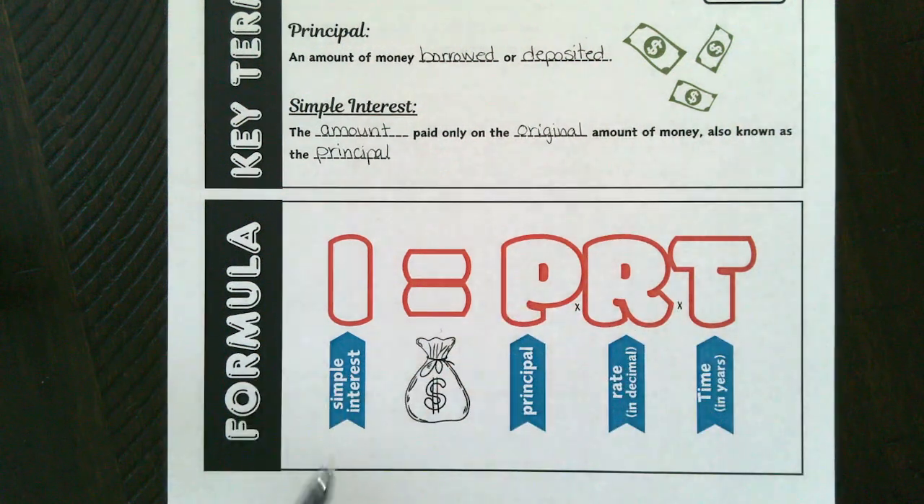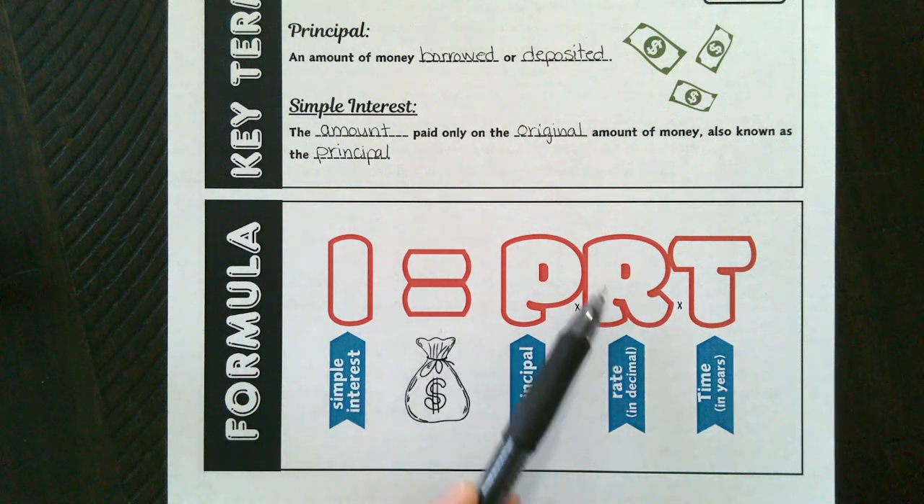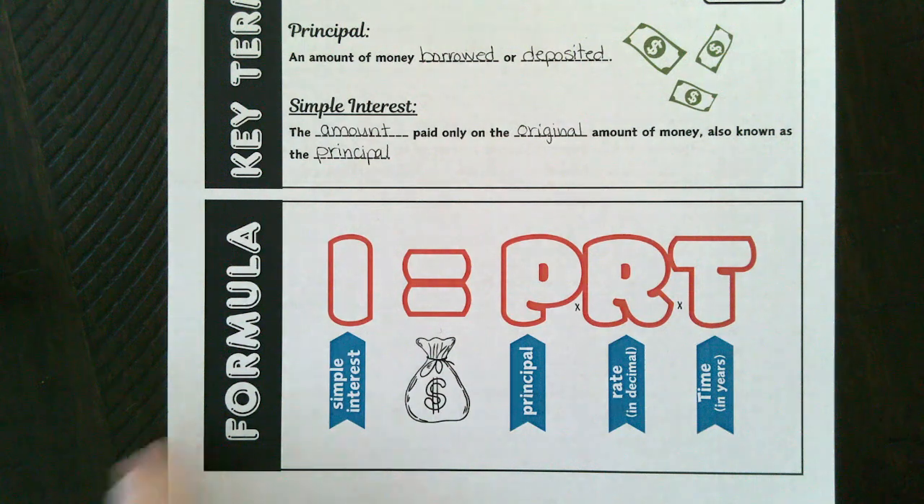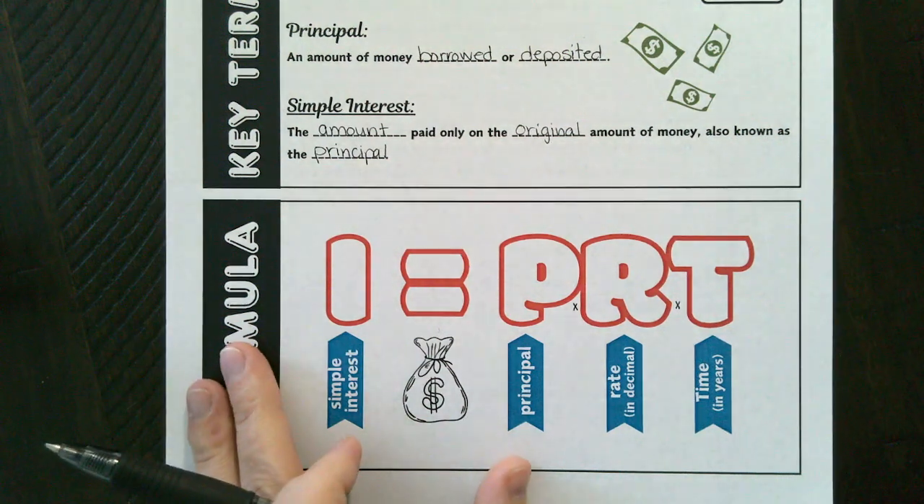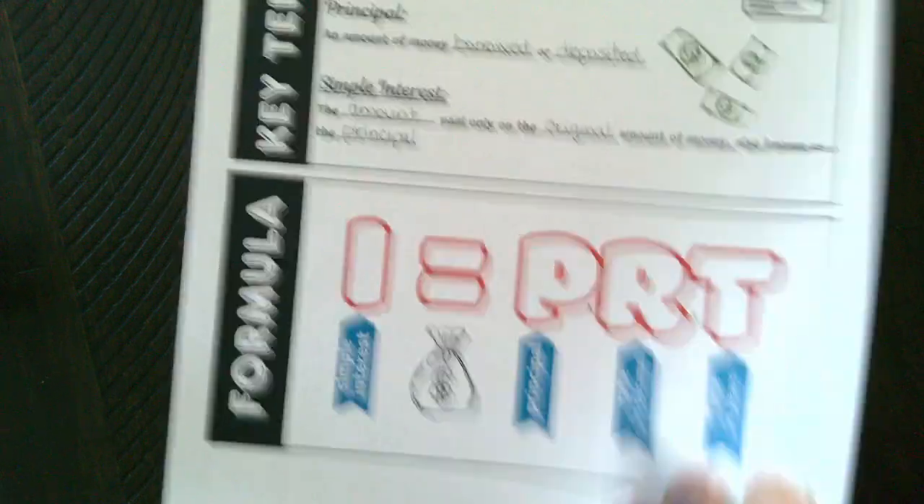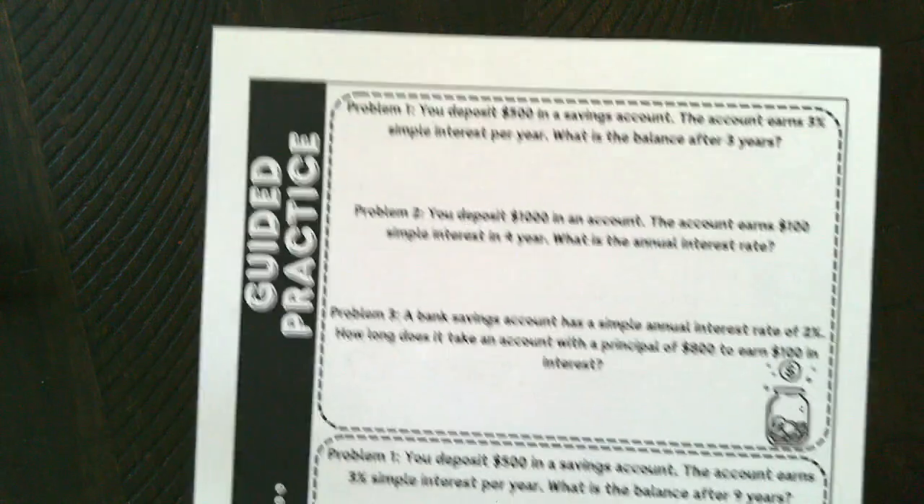So the I is simple interest. The P is our principal. The R is the rate in the decimal form, and the T is the time in years. Okay, so I know that might sound a little confusing because we haven't talked about rate or time yet, but we're going to look at that right now. So let's flip over the page.